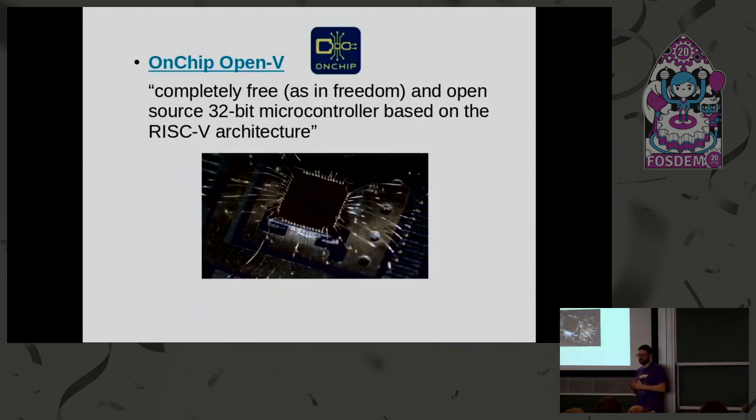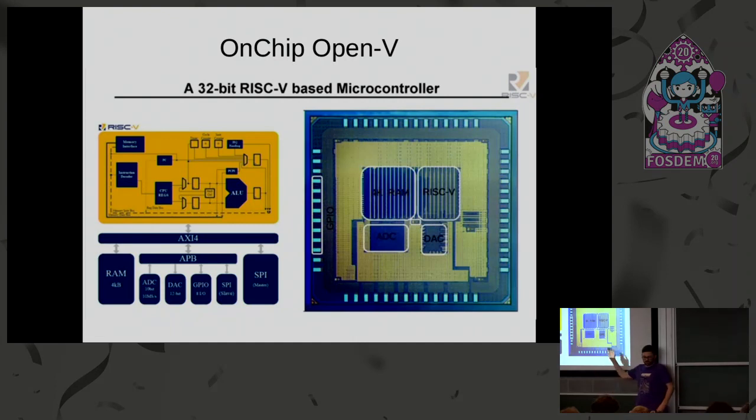So the first time I saw a RISC-V chip was the OpenV, which was a microcontroller from a group in Colombia, a Colombian university. They call themselves OnChip. I think the university is UIS. But this was a 32-bit microcontroller, and it was a completely open source implementation. They also did analog, which was kind of unique about their project, as they were interested in the analog peripherals.